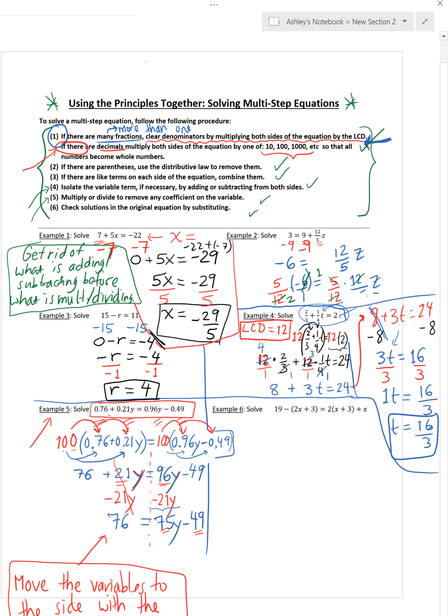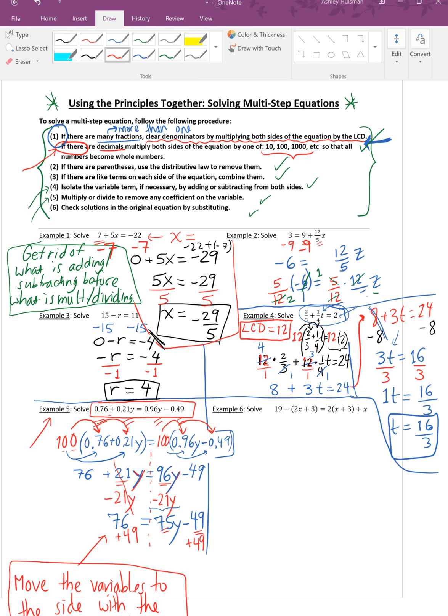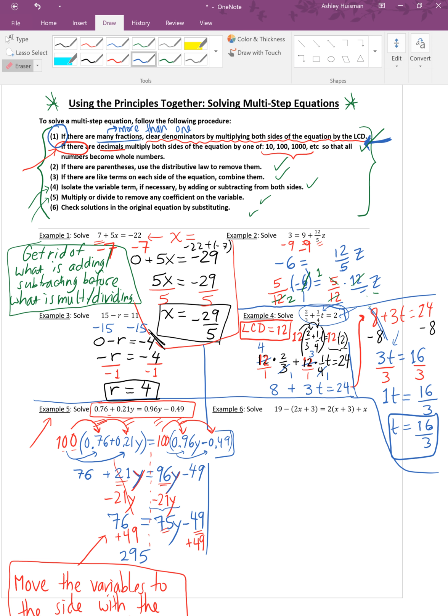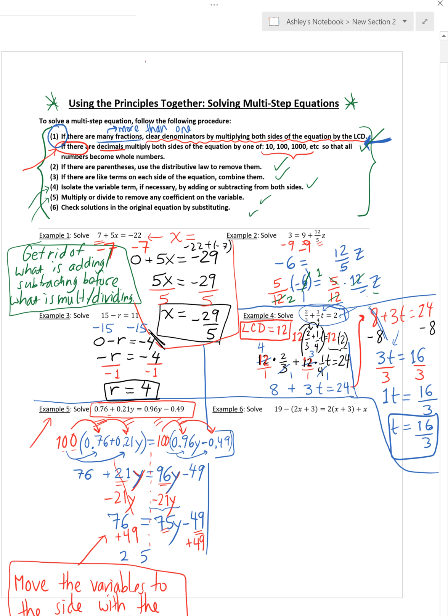But as we saw in example 1, it's better to get rid of what's adding and subtracting first. I'm going to move the 49. Since it's 49 subtracting, I'm going to do the opposite and add it. 49 on both sides. Looking good. 76 and 49. Let's see. What is that? Is it 295? No, that can't be right. See? All the complicated algebra, and somehow adding is what trips me up.